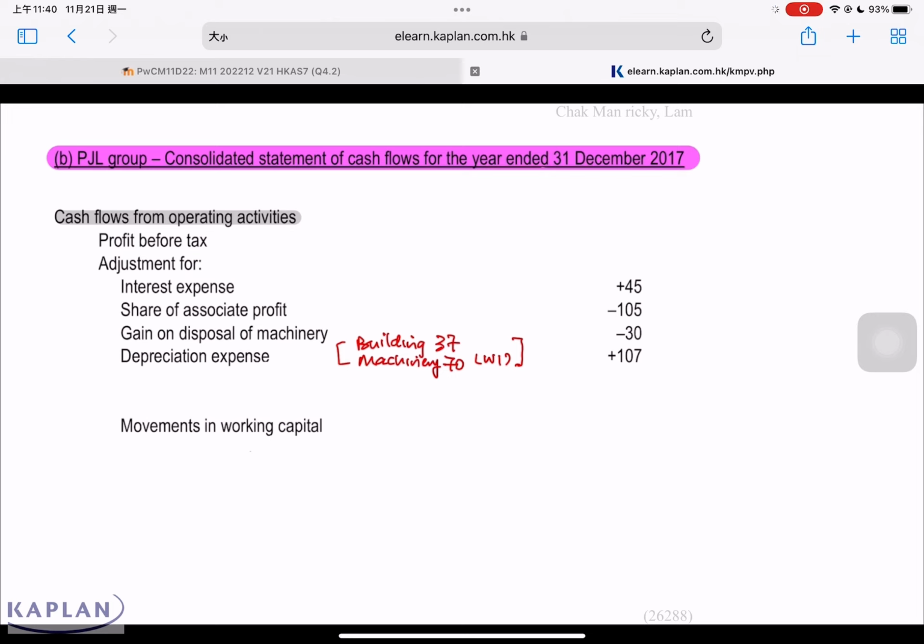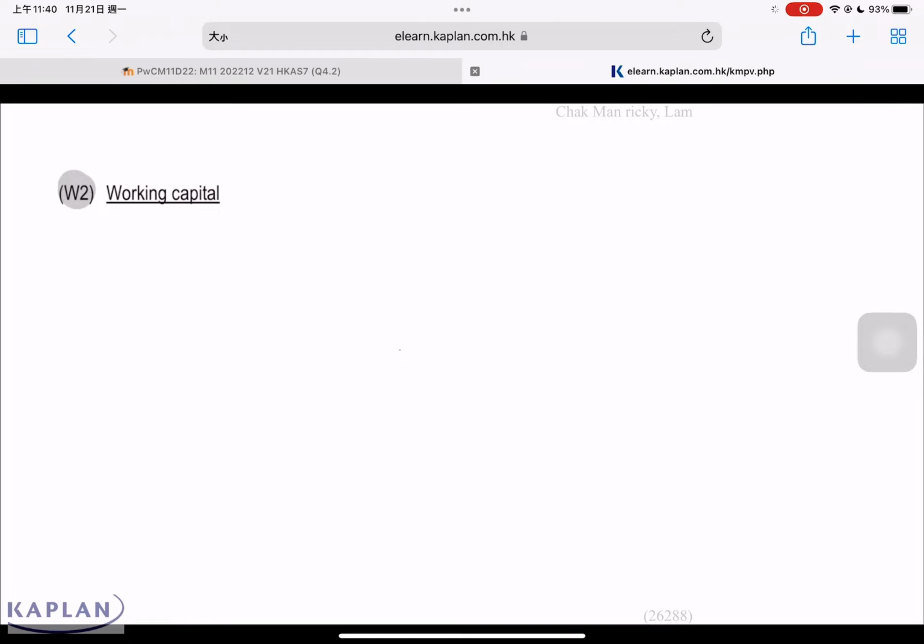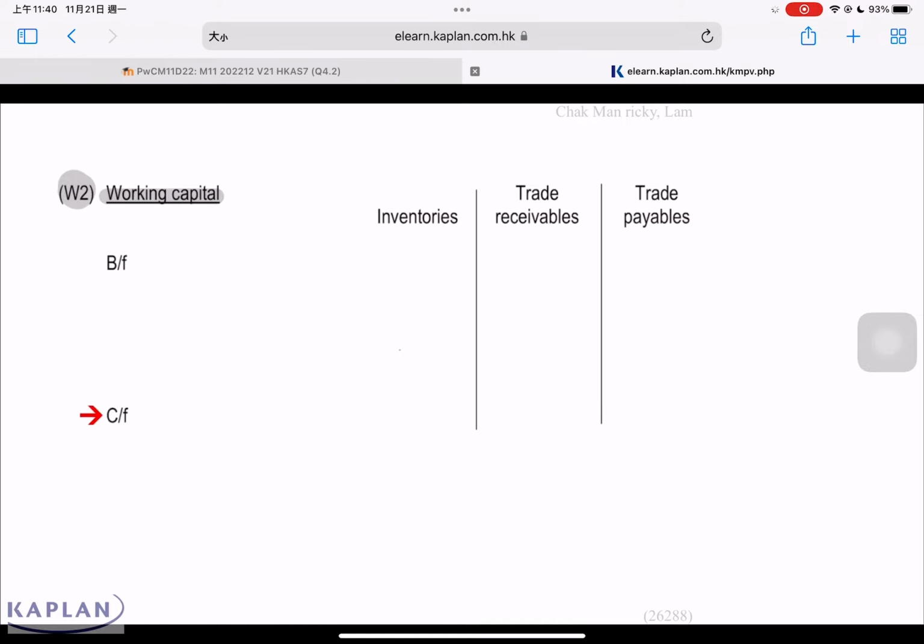Working capitals generally are referring to the inventory, trade receivable, and trade payable. For these three items, what I need to do is that I have to take the carry forwards minus the brought forwards to calculate the movement. But for lecture purposes, let me show this as part of working 2, just for discussion purposes. Working 2, working capital. Normally, working capital is equals to inventory, trade receivable, and trade payable. The brought forwards, the carry forwards. We need to know what's the opening and closing balance. Balance refer to balance sheet.